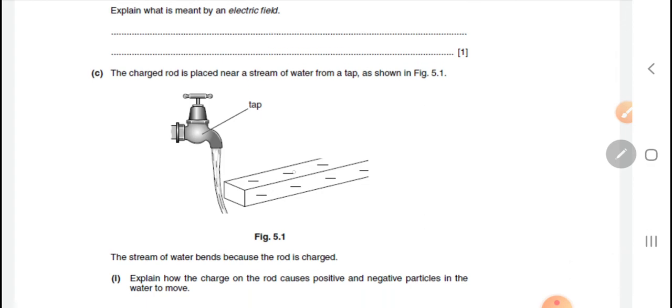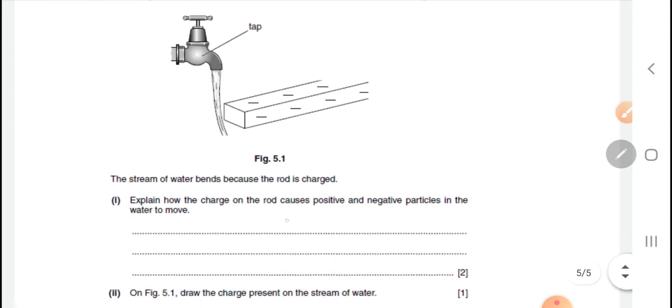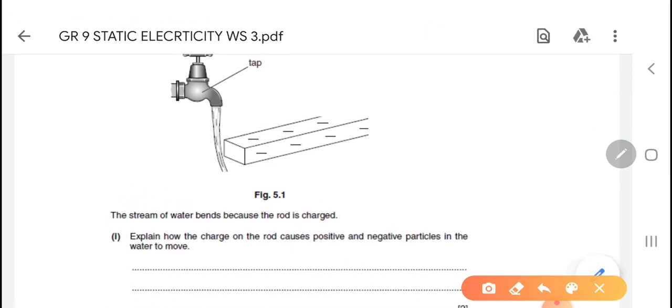Once we bring the negatively charged rod close to the stream of water, what happens? The stream of water bends because the rod is charged. Explain how the charge on the rod causes positive and negative particles in the water to move. The negative particles won't like the rod, so they move away from the negatively charged rod, and the positive ions remain close to it. That is how the positive and negative particles are distributed.